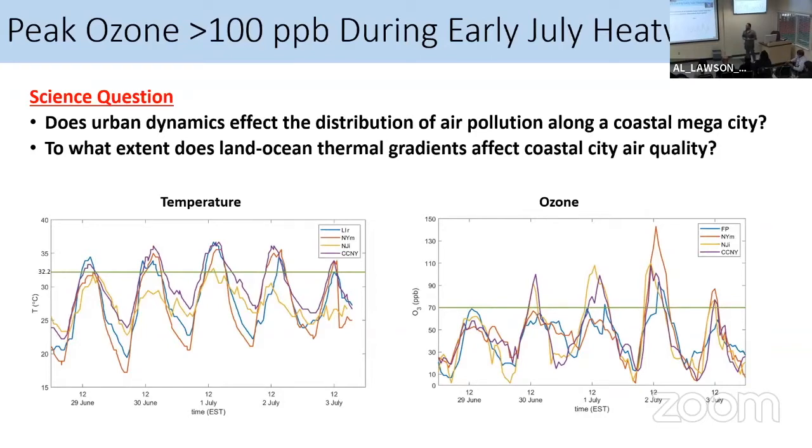And so the key science questions that I'm trying to tackle are, does urban dynamics affect the distribution of air pollution? And to what extent does the land-ocean thermal gradient affect this coast? And for me, the main case study that I was interested in happened during this big field campaign called the LISTOS Field Campaign. And during this event on July 2nd, 2018, there was a heat wave event that occurred, and you had a very high increase in ozone, and that's demonstrated in these slides.